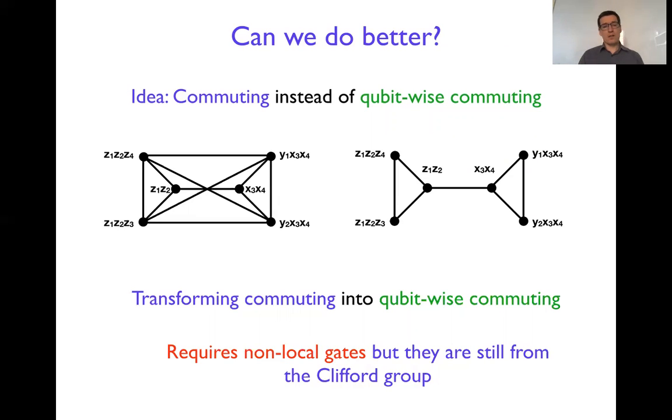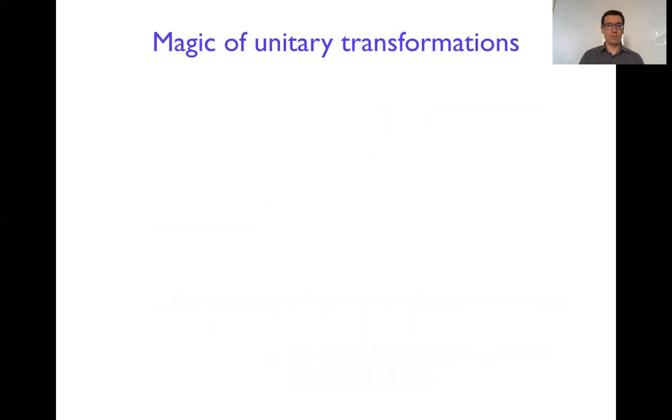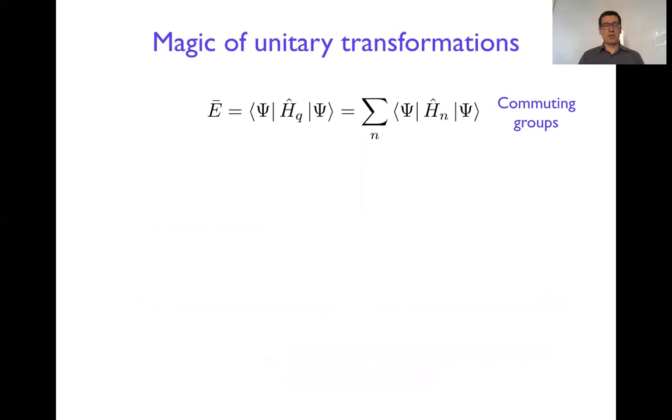And that requires non-local gates, but they are still from the Clifford group, so they are still fine in terms of implementing them on a classical computer. So how does the whole procedure work? We use some magical unitary transformations, and imagine if you need to find the expectation value of the qubit Hamiltonian, you prepared your wave function with the unitary transformations, right?